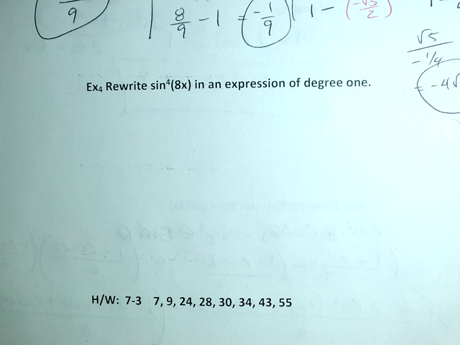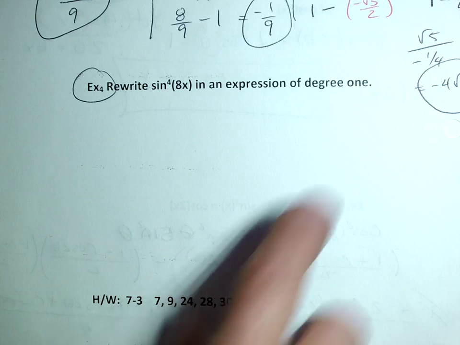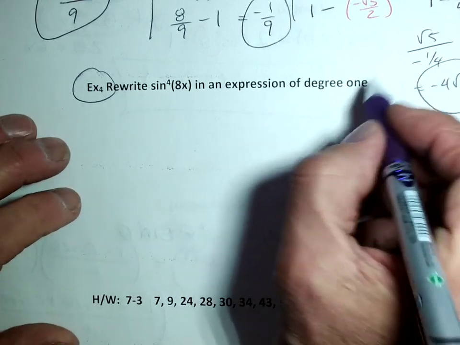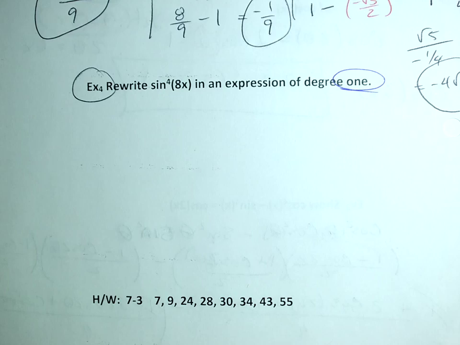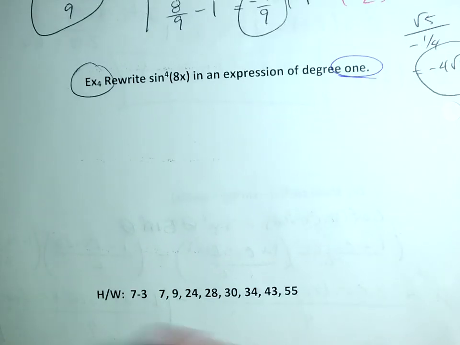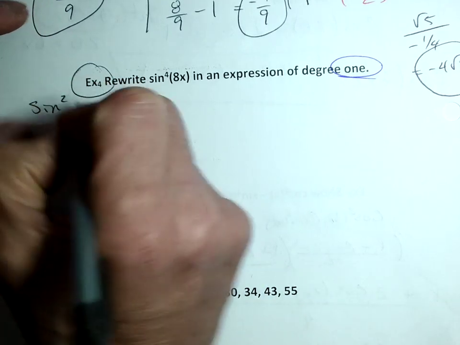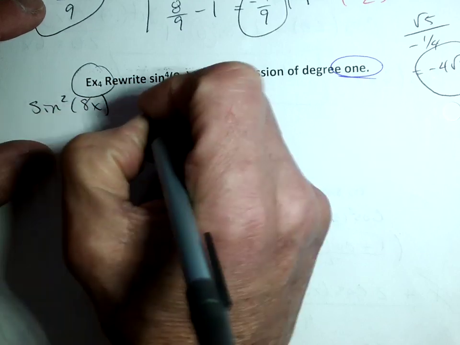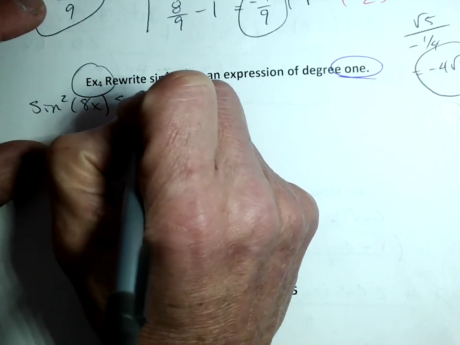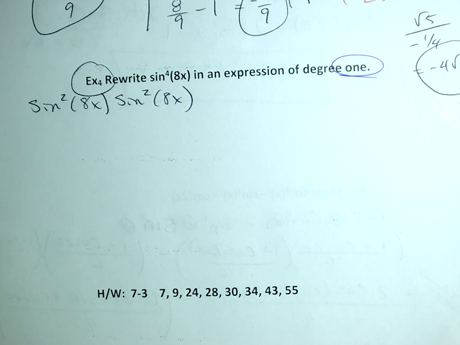It's easy. Okay, example 4. If I want to reduce it to degree 1, then I'm going to use my reducing formulas. So before I do anything, this is the same thing as sine squared of 8x times another sine squared of 8x. You guys okay with that? So I'm reducing it some. I went from a fourth power to a square times a square, okay?